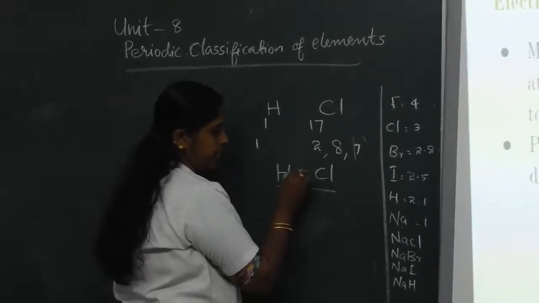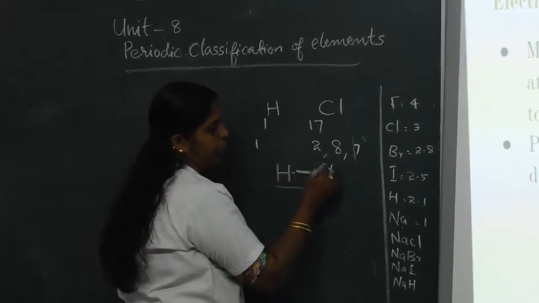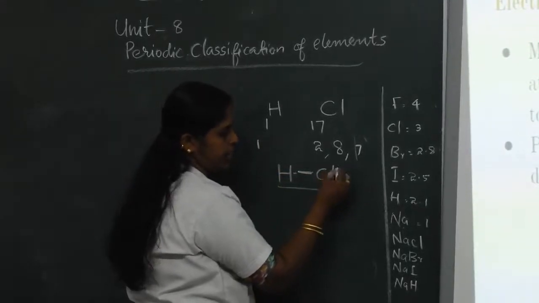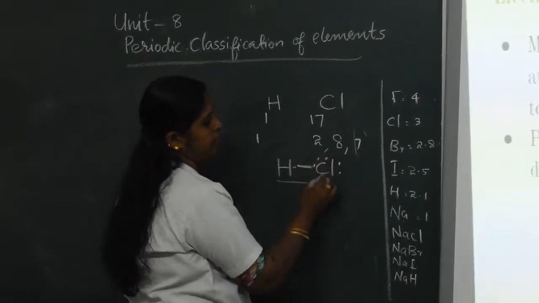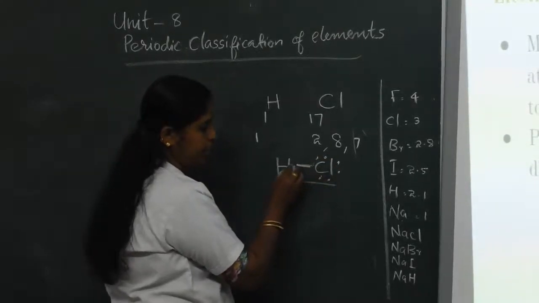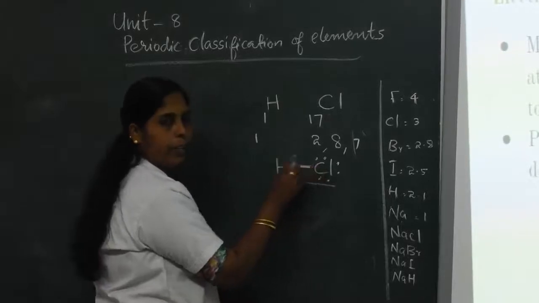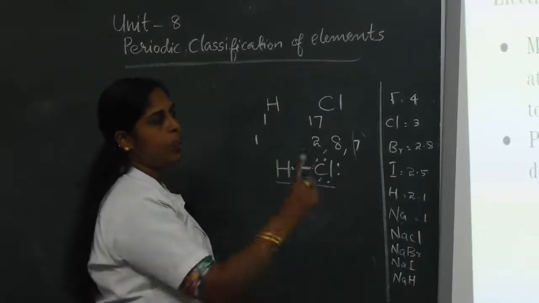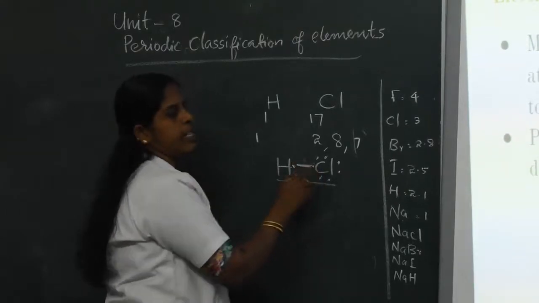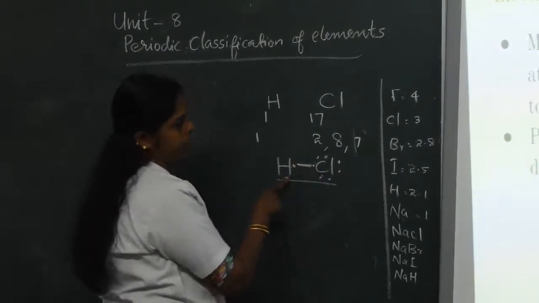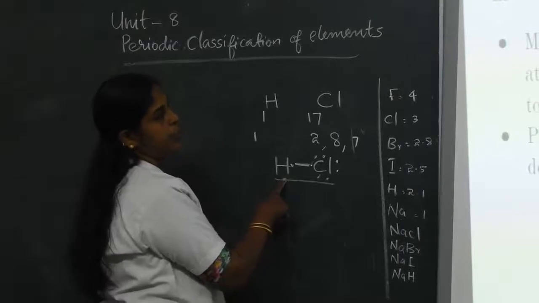Here hydrogen shares its 1 electron with chlorine. Chlorine contains 7 electrons in the outermost shell, and 1 electron is shared with hydrogen. They are not giving, only sharing takes place. Sharing of electrons takes place, so covalent bonds are forming.